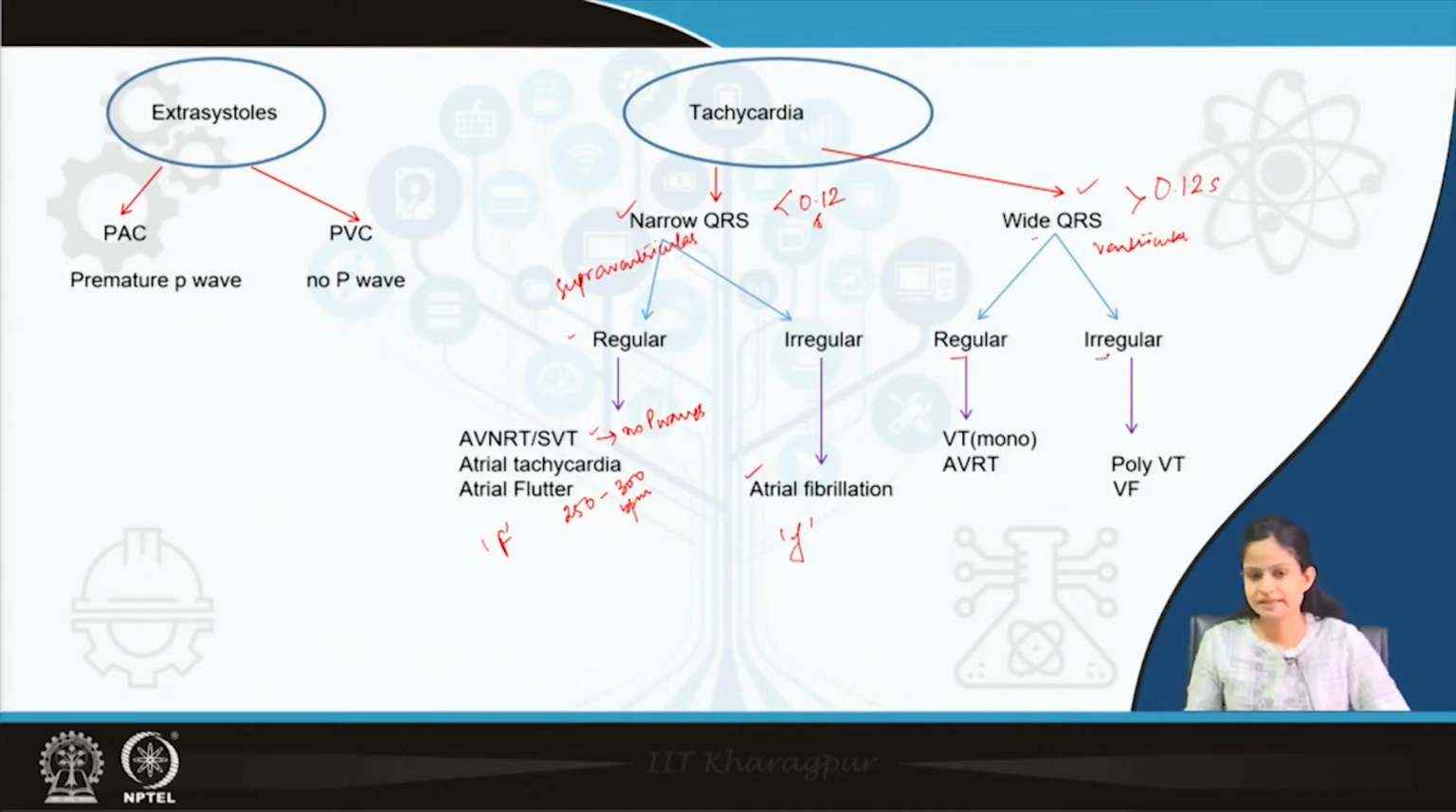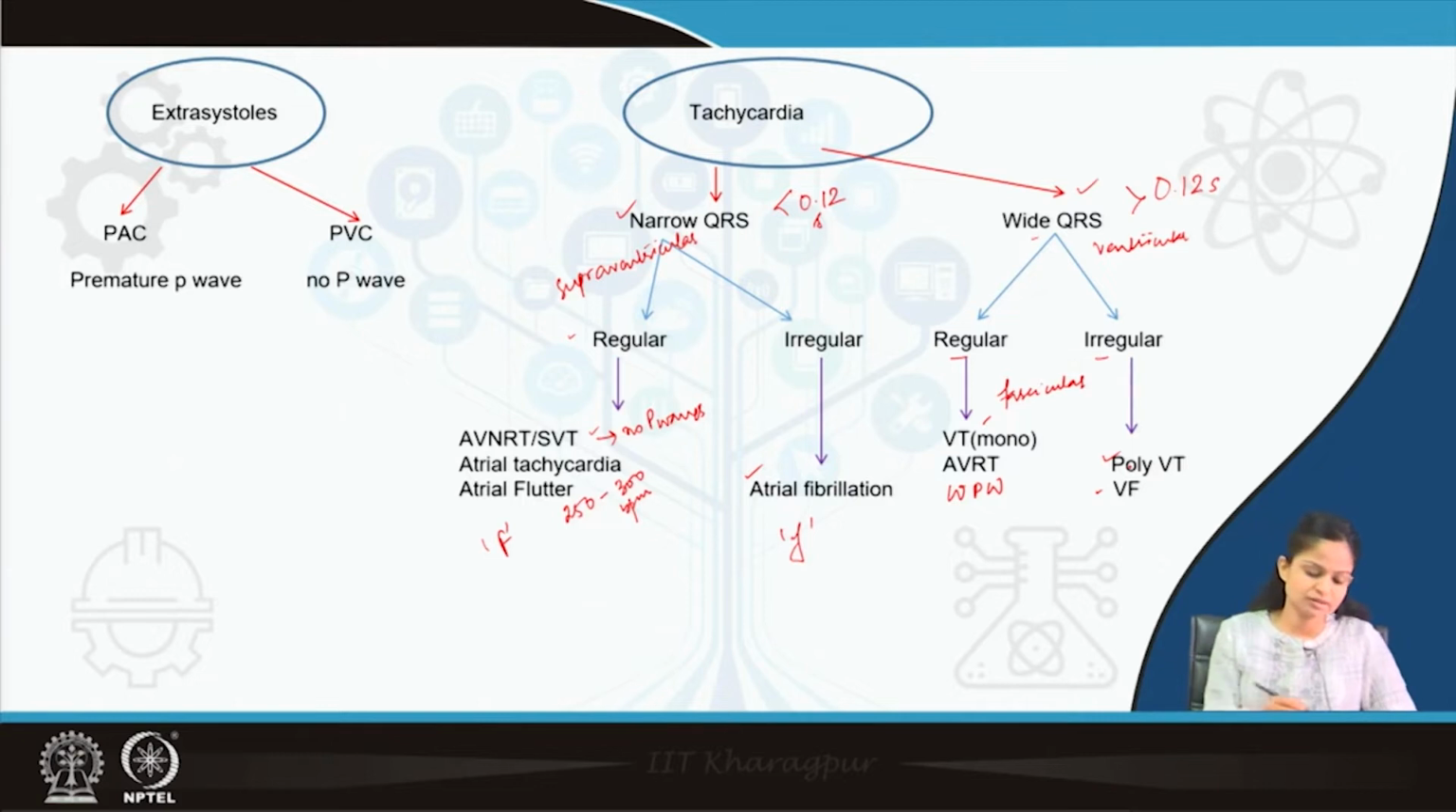Wide QRS complexes are again regular or irregular. Regular we tend to see in monomorphic ventricular tachycardia, monomorphic VT, for example fascicular VT, and also in atrioventricular reentrant tachycardia or Wolff-Parkinson-White syndrome. Irregular wide QRS complexes we usually see in polymorphic VT like long QT syndrome, Brugada syndrome and ventricular fibrillation. And extrasystoles are mainly of two types, that is premature atrial beats and premature ventricular contractions.